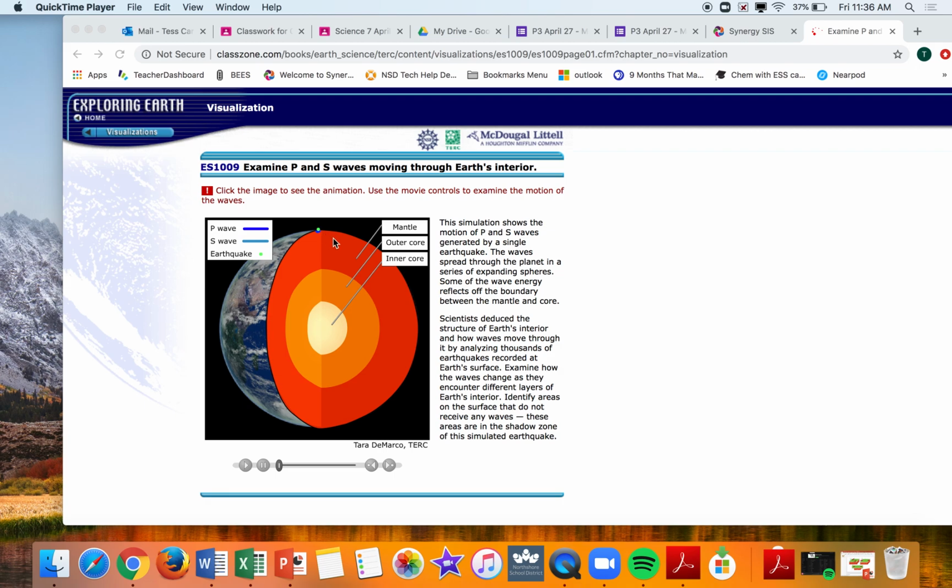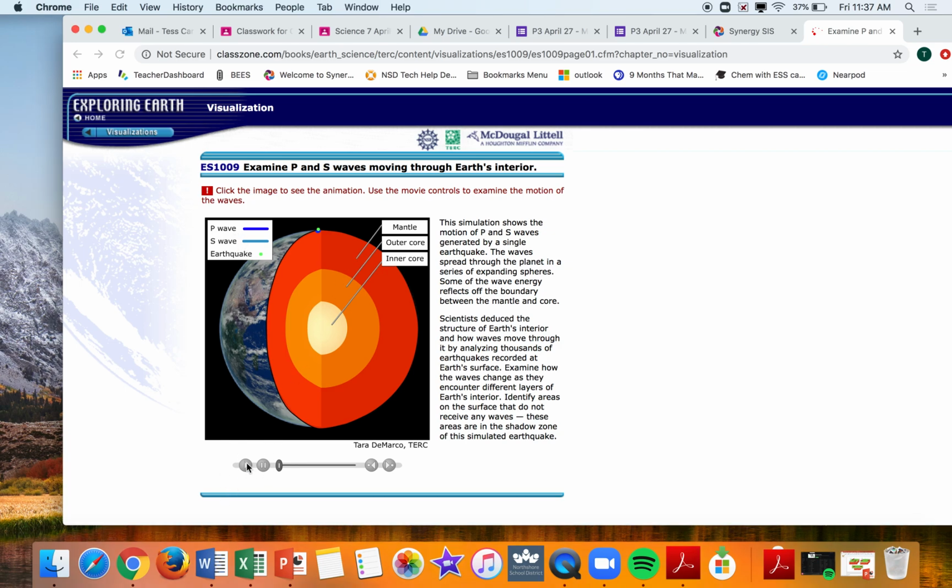So what you should see is we have the mantle here in red, our outer core here in light orange, and our inner core here in kind of an off-white yellow. So you should see that some of the wave energy is going to go through the outer core, and some of it will reflect back because there's this boundary between the mantle and the outer core. So if we analyze this data, we can learn something about the structure of the inside of the Earth.